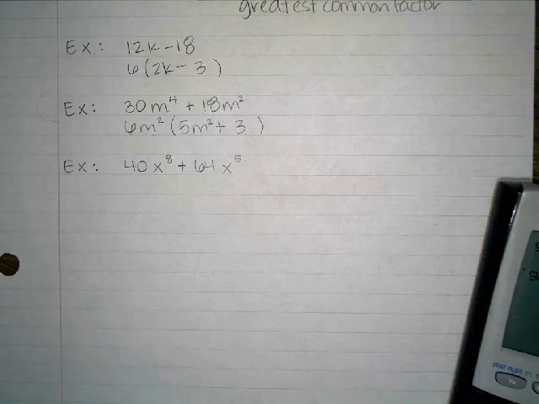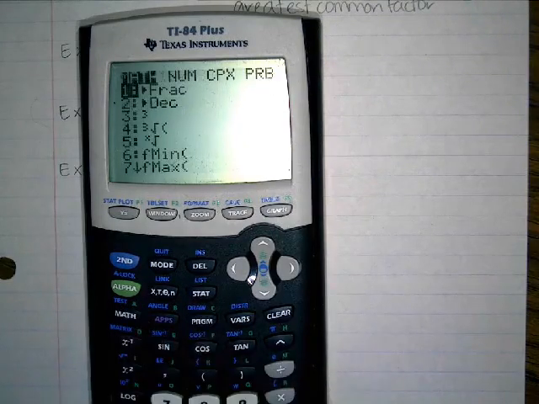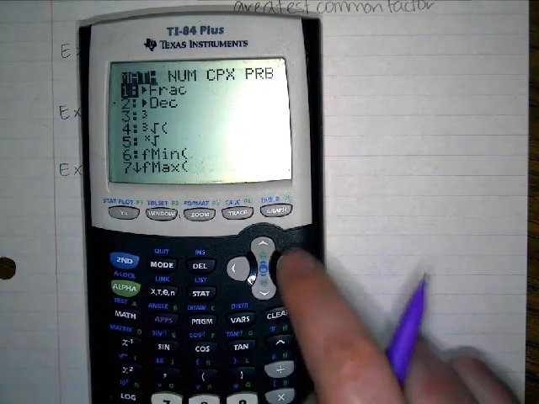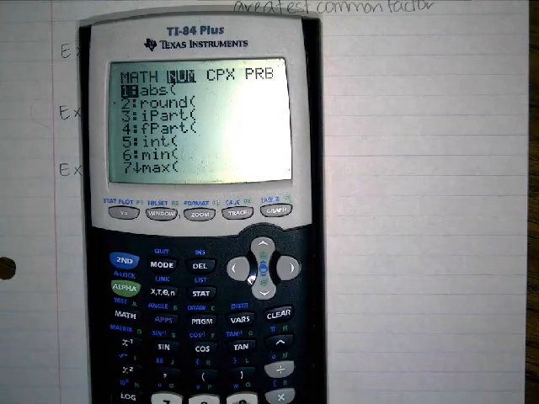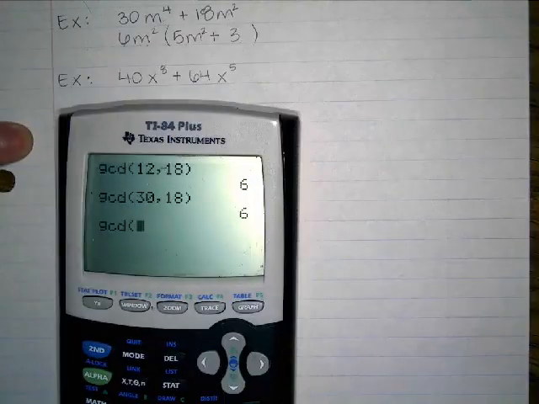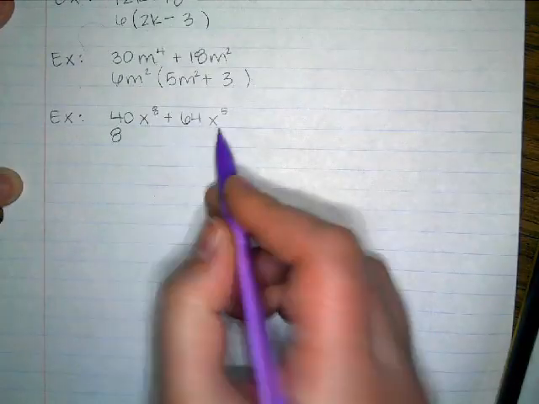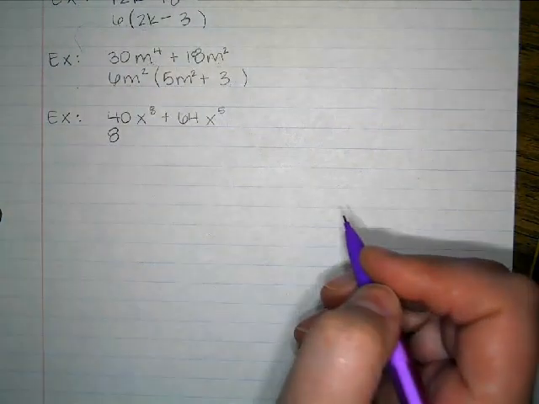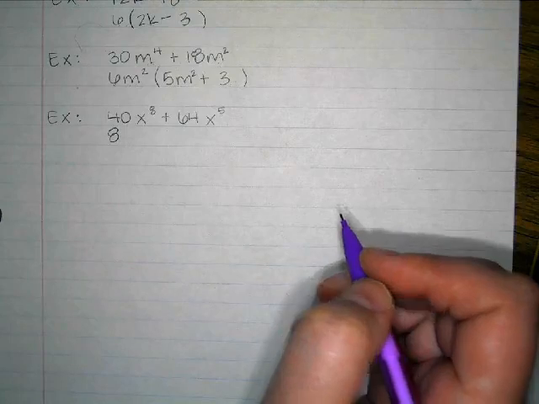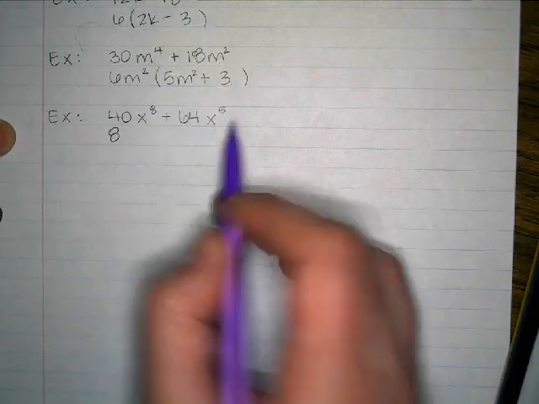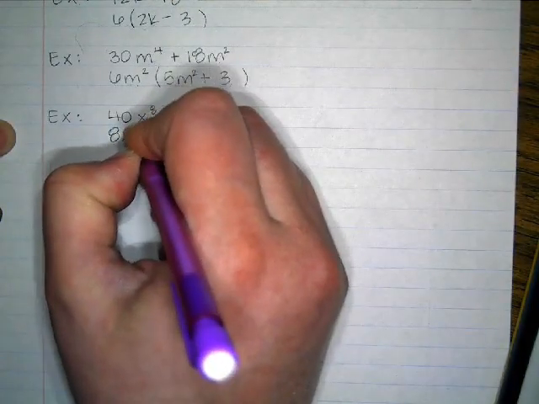Hit the math button. Go over to number, press 9. Okay, 40, comma, 64. 8 is the number I'm taking out. And then for the variables, x to what exponent? X to the 5th. The smaller exponent is a 5, so I'm going to take out x to the 5th. Okay?